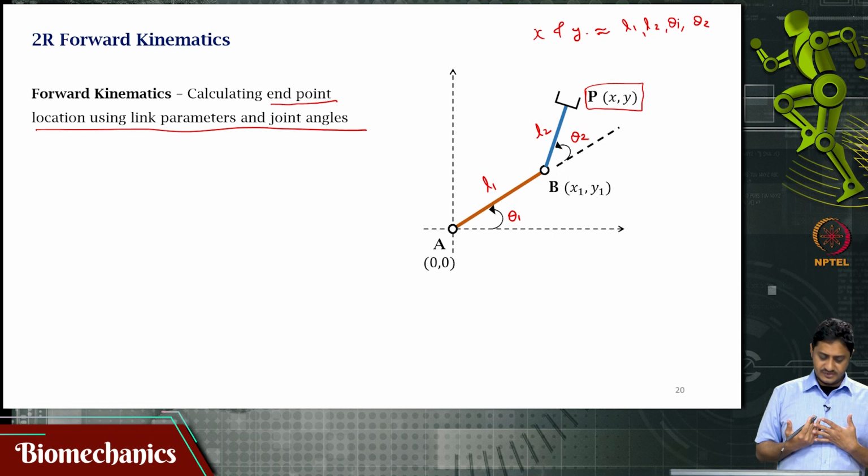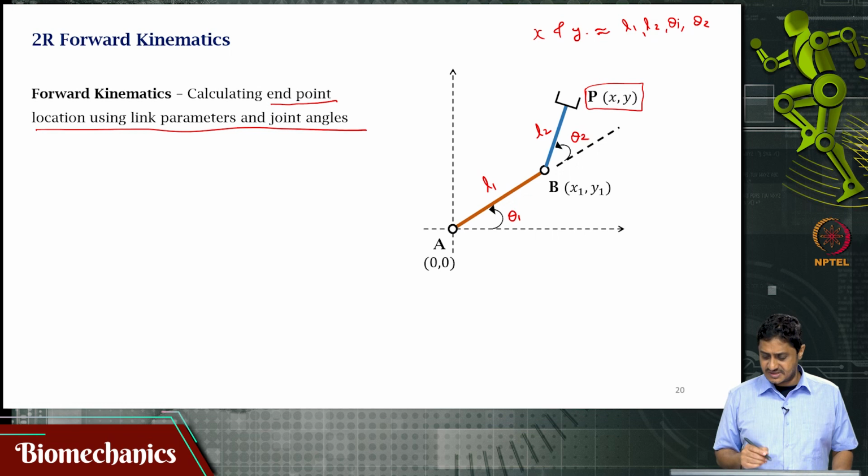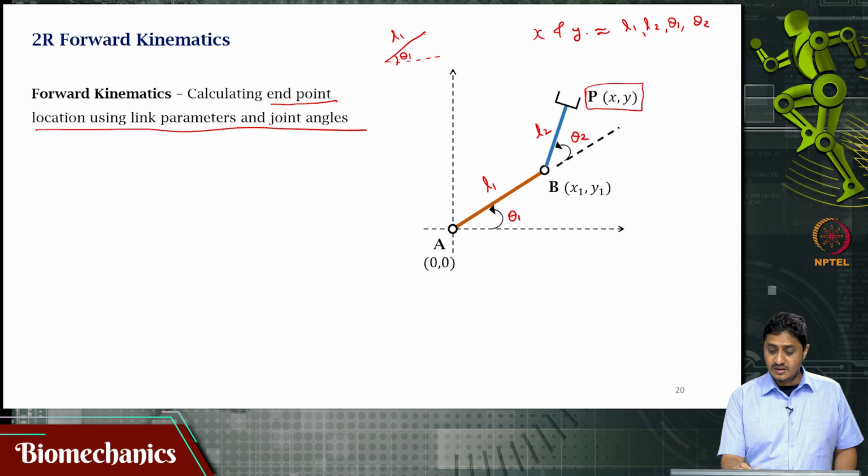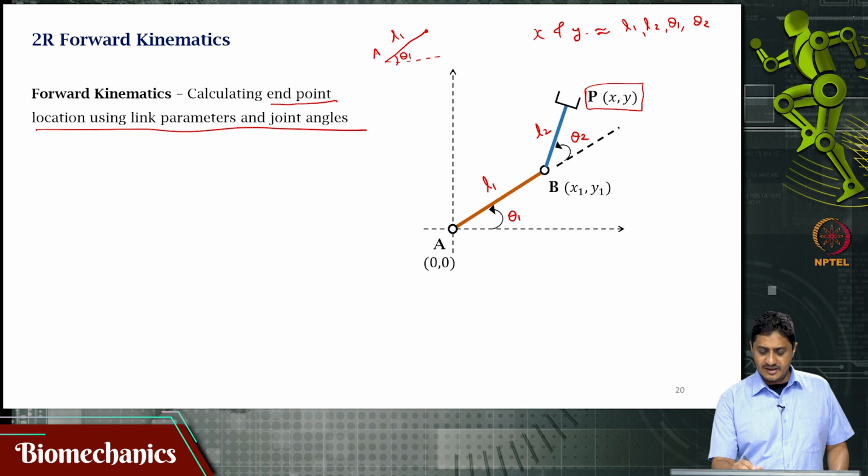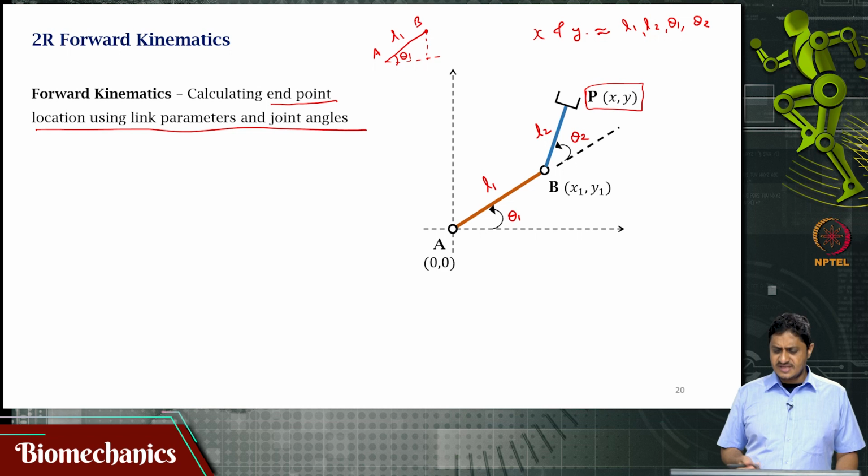Before we do, let us perform a simpler analysis of this case. Now, what I am going to do is take the same link length L1 and the same theta 1. A question is, can I find out the coordinate B in this? The answer is yes, I can find out the coordinate B using theta 1 and L1.